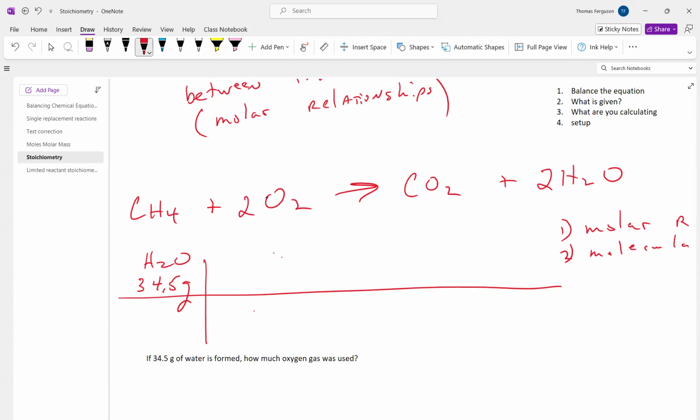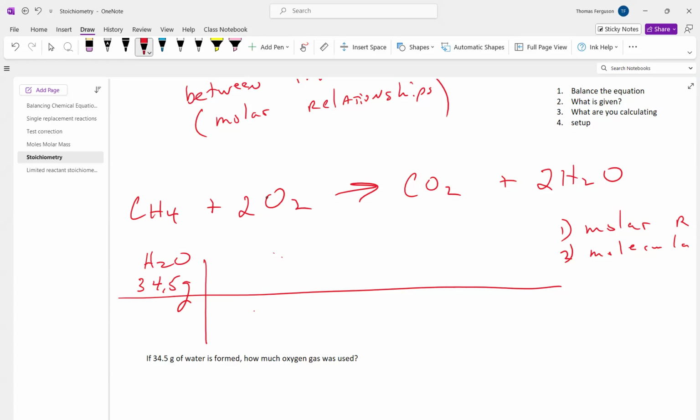Okay, so what's given? 34.5 grams of water. What are we trying to calculate? Grams of oxygen. Okay, so the problem up to now has been we've never had a chemical reaction when we've been doing conversions. Well, now we are going to have a chemical reaction doing conversions. So there's a middle step there. Remember I said there were 3 steps? The middle step, the second step, is where the balanced equation comes into play.